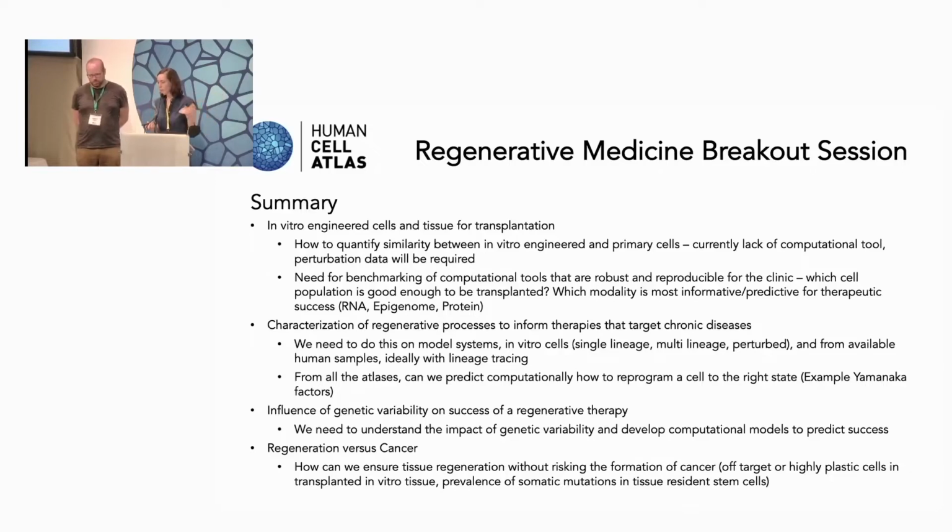And then we had two more points I just briefly mentioned: genetic variability that can really affect the success of regenerative therapies, and we need to understand what's the impact of genetic variability, and regeneration versus cancer. So how can I ensure a really successful regeneration of a tissue without the cells going off into formation of cancer? And this is a problem for in vitro tissue, but also for making tissue-resident stem cells regenerate the tissue if they have somatic mutations acquired.